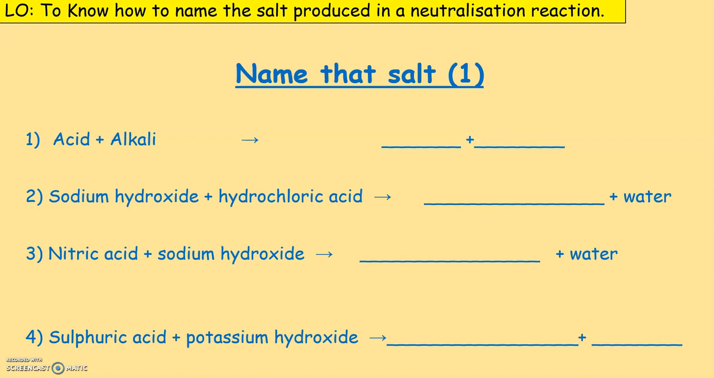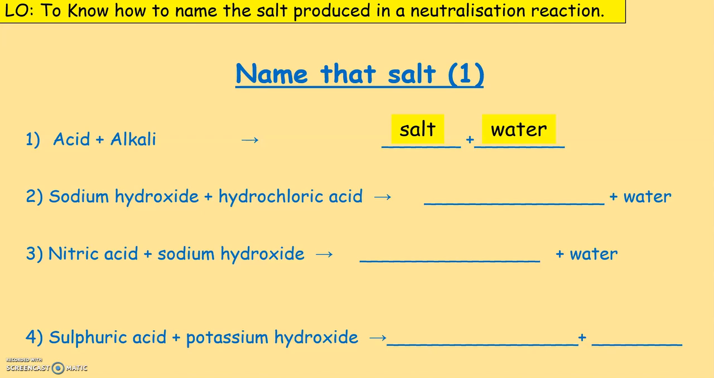All right, I believe we are all done. The first question is pretty straightforward. It says, when you react acid and alkali, what do you have? You know that we've got salt and we've got water. Give yourself a mark if you got that right, and if you haven't, use a green pen to correct your mistakes. Now, the second question says sodium hydroxide is reacting with hydrochloric acid.